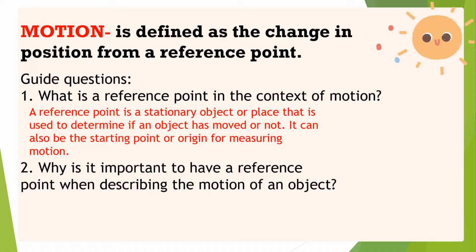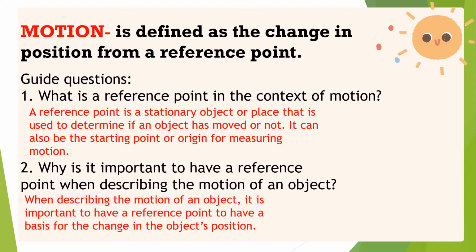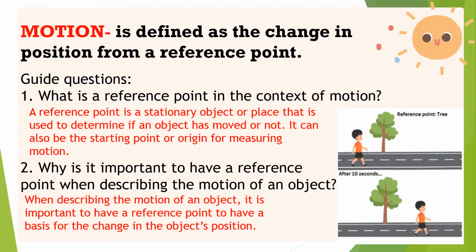Why is it important to have a reference point when describing the motion of an object? When describing the motion of an object, it is important to have a reference point to have a basis for the change in the object's position. Now, for example, in the picture at the right, the boy can be observed clearly because of his change in position relative to the tree, our reference point in this situation.